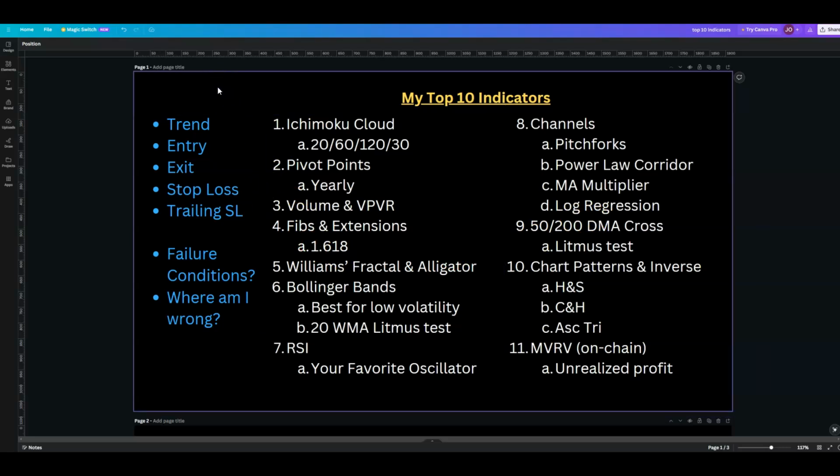So all these are in no particular order, but the cloud is by far and away the number one indicator that I use personally, using the 20, 60, 120, 30 settings for me, right? This is my system. This is what I like. This is what I talk about. It's okay if you don't like any of this stuff and you prefer something else. It's okay if you use different settings. That's okay. I don't need to hear about it.